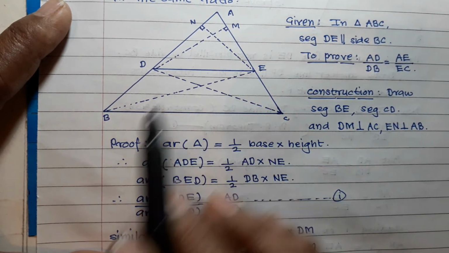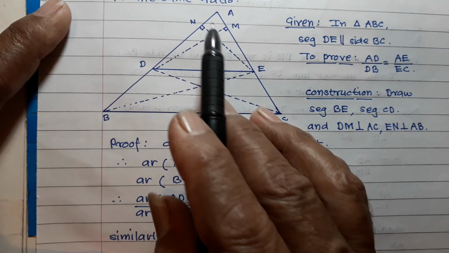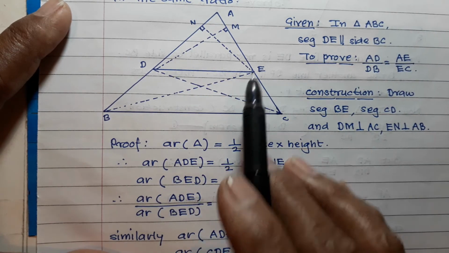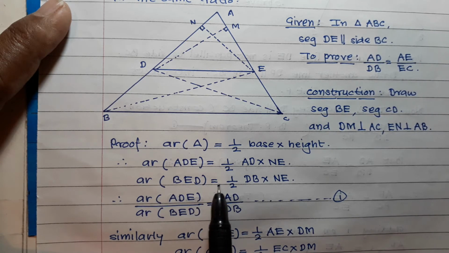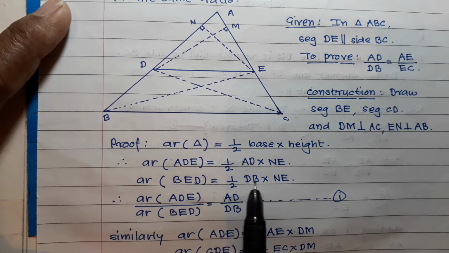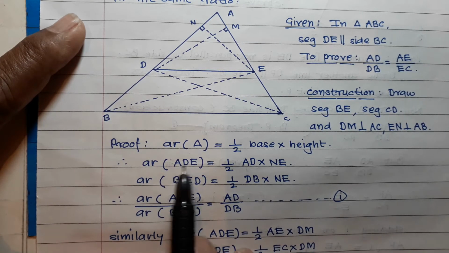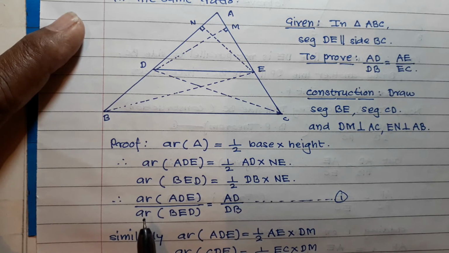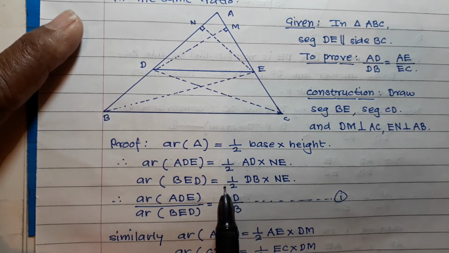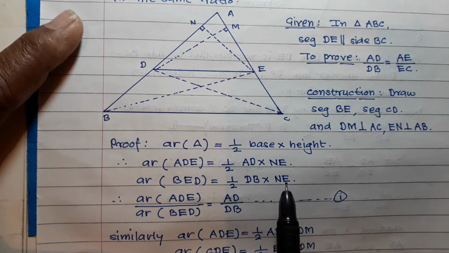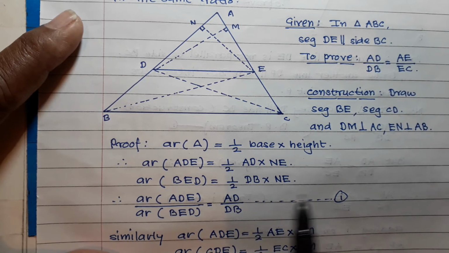In this case this is a base and this is a height of the triangle. Okay, so area of triangle BED is equal to 1 upon 2 DB into NE, and therefore area of triangle ADE upon area of triangle BED is equal to 1 upon 2 gets cancelled, NE and NE get cancelled, and it is equal to AD upon DB, equation number 1.